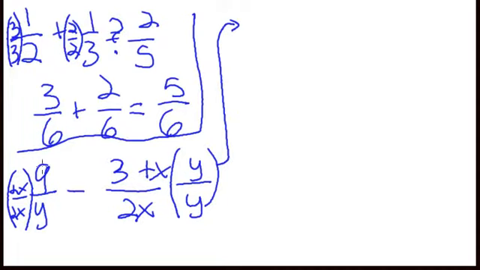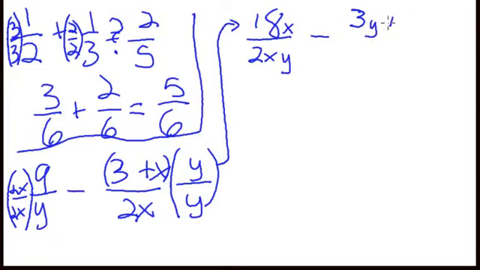9 times 2x, 9 times 2 is 18, so we have 18x. And 2 times x times y is just 2xy. Minus, we've got 3 plus x times y. If it helps you to draw some parentheses, remember, you're multiplying all of this by all of this, which means distribution. So y times 3 is 3y, plus x times y is xy, over 2xy. Look at it again, we have apples and apples. Two things that are the same, now we can put them together.